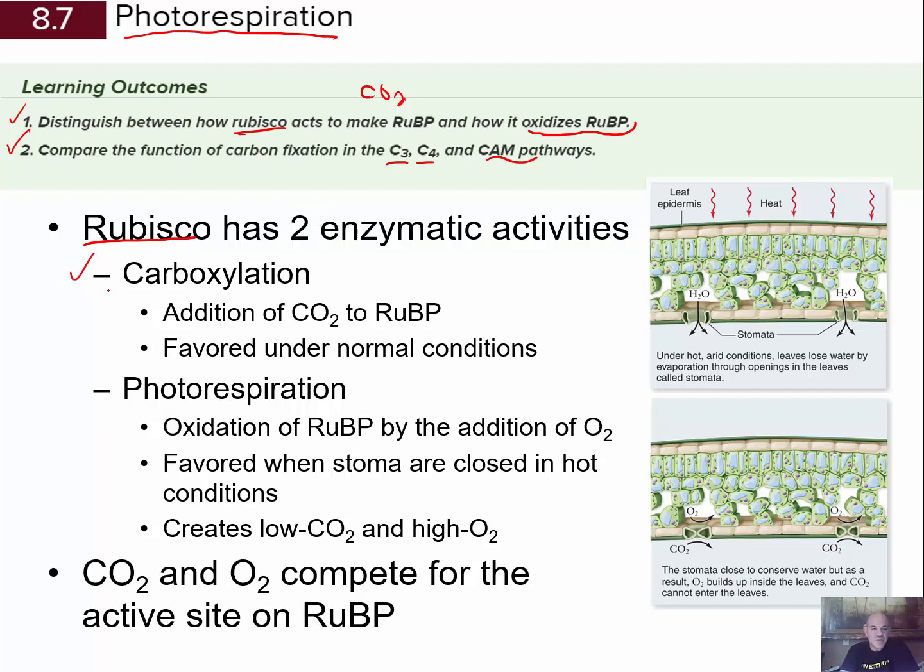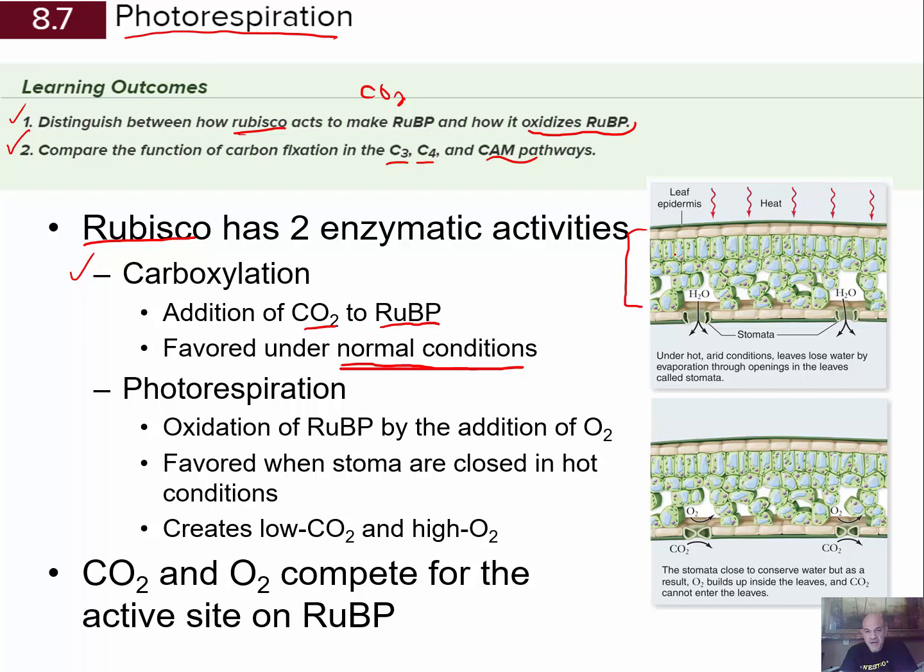Recall that from the normal Calvin cycle, there's an enzyme called rubisco, and what we were looking at was the carboxylation with the help of rubisco, where CO2 is fixed onto ribulose bisphosphate, and this is favored under normal conditions. Okay? But if a plant is in very hot, dry weather, the plant, and this over here on the right is a diagram showing a cross section through a leaf. So we're looking at that cross section.